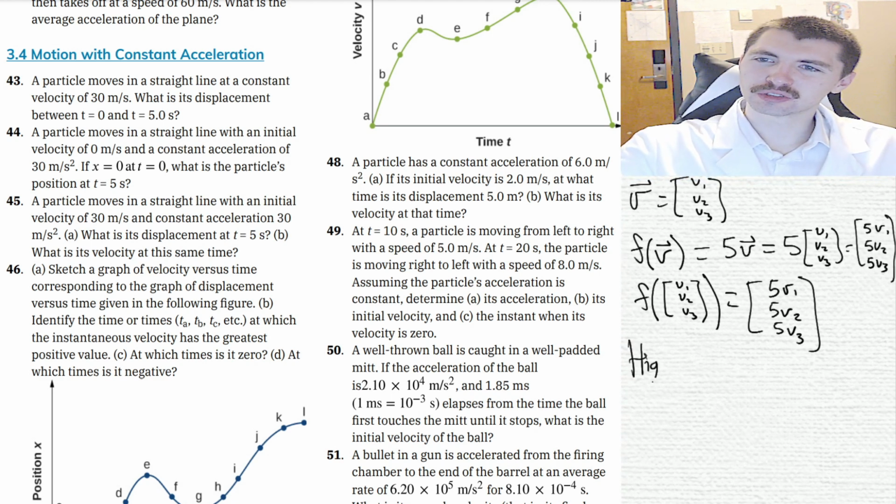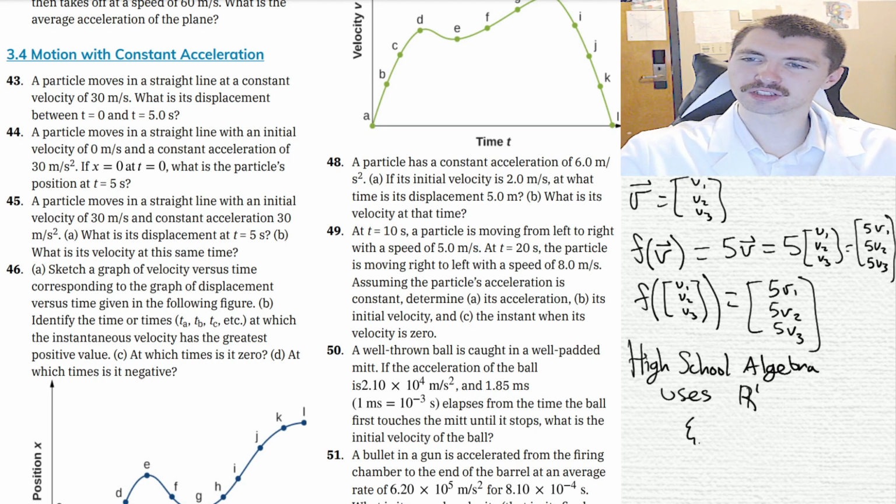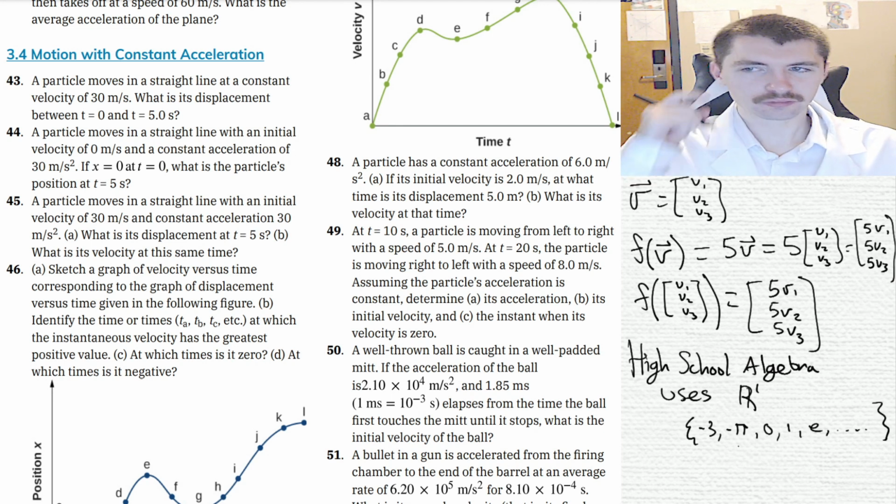So the set of real numbers, so that's -3, -pi, 0, 1, e, dot, dot, dot, and everything in between.